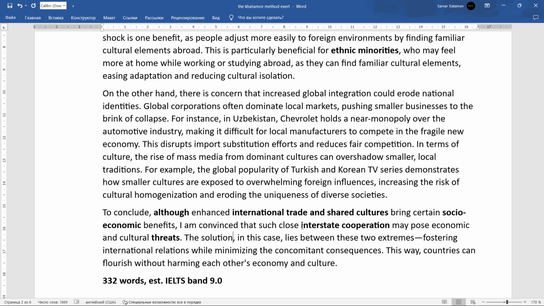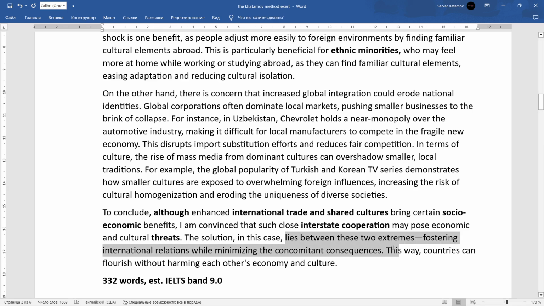This, the solution, I'm providing my own solution. And discuss both views and give your opinion essay. You might say, Mr. Karamov, are you crazy? And I will say, no. But listen, the reason why it's done here is because I thought cultural threats, if I stopped right here, this would leave a question. Okay, you said there are some threats. So what is the solution to prevent them? That's why the sentence is here.